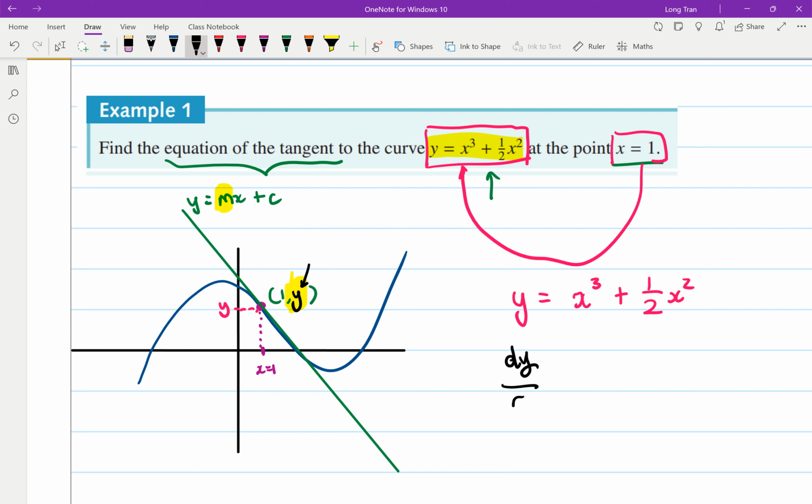If I find the derivative, let's see how good your derivatives are. What's the derivative of x cubed? Let's go with Nathan. X cubed, derivative. Very good. We've got 3x squared plus, what is the derivative of half x squared, Lohit?